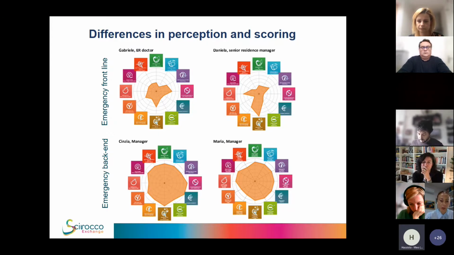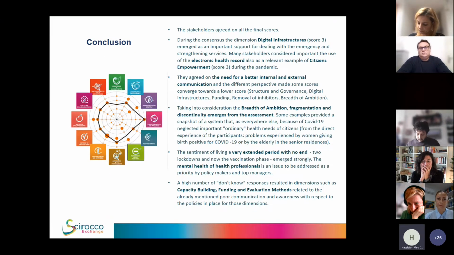For example, health professionals working in the back end tend to attribute higher scores than those who work on the front line in contact with people with COVID-19. This difference is to be attributed to information asymmetry from the top down, so little communication, for example, of plans or of programs, but also and above all from the bottom up. So little listening to the condition of those working in the front line.